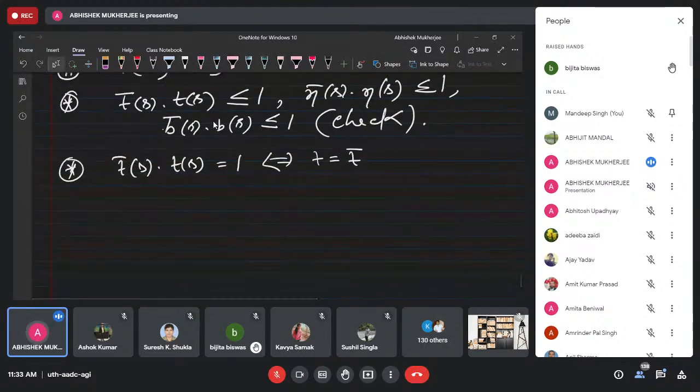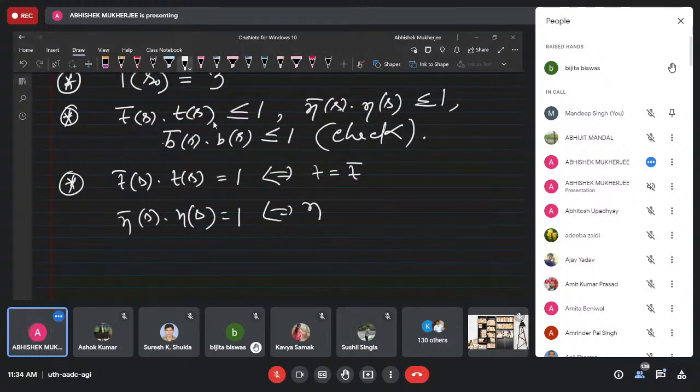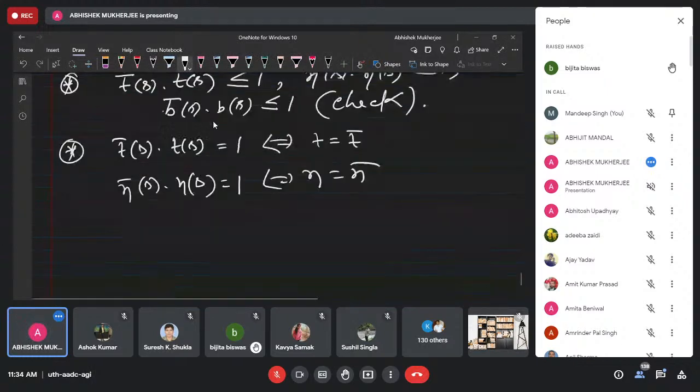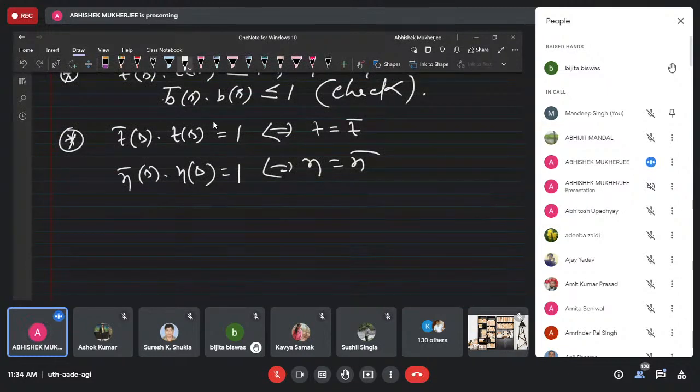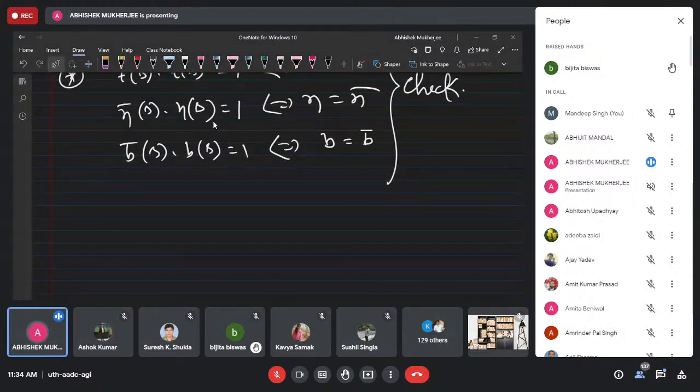And the same thing will happen for the other two vectors, that is, eta bar S dot eta S is also 1 if and only if eta is equal to eta bar, and B bar S dot B S equals 1 if and only if B equals B bar. Okay. So these are easy stuff, so you can check on your own.